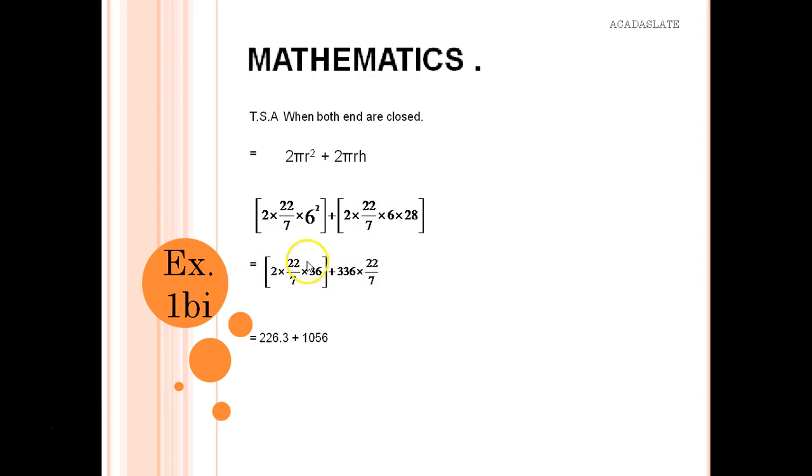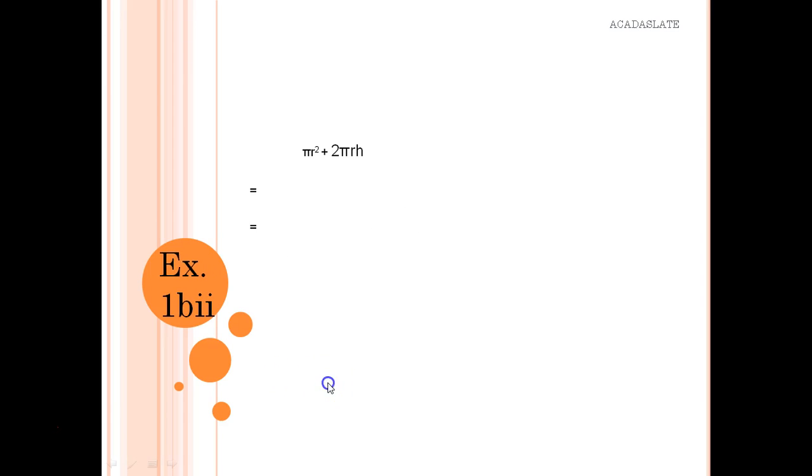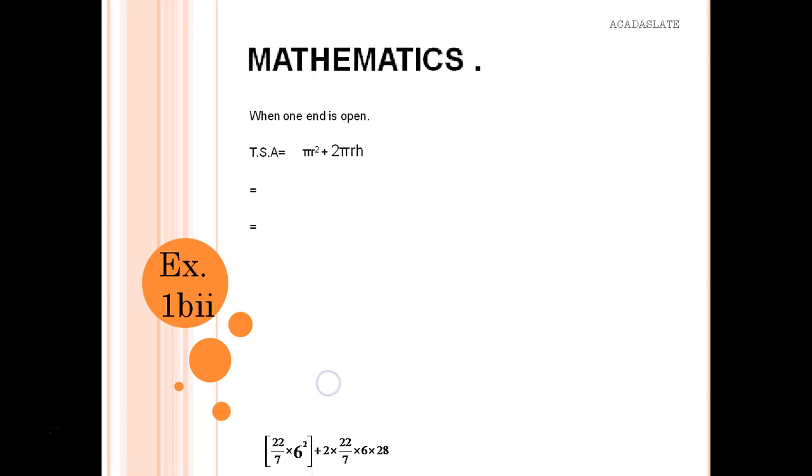By simplifying, we find that 2 times 22/7 times 6 squared, which is 36, plus 2 times 6 times 28, which is 336, times 22/7. Simplifying this, we have 226.3 plus 1056, which is 1282.3 cm².